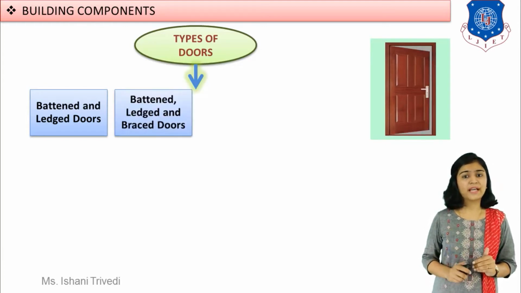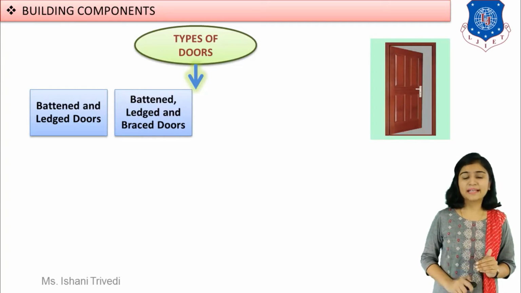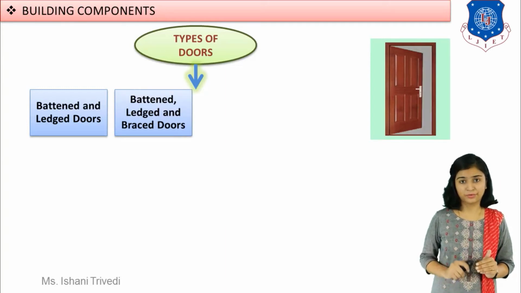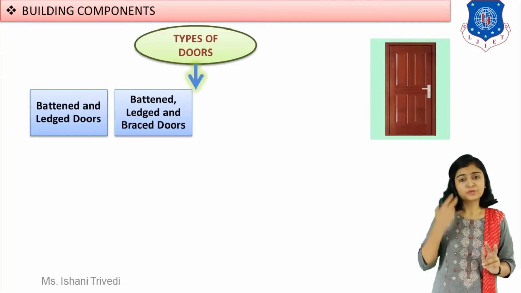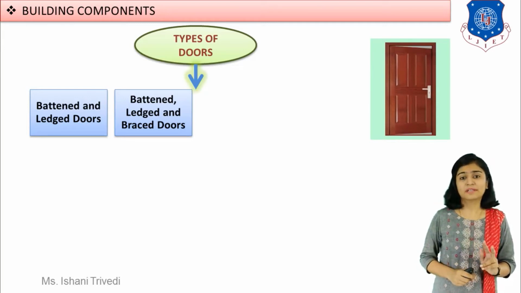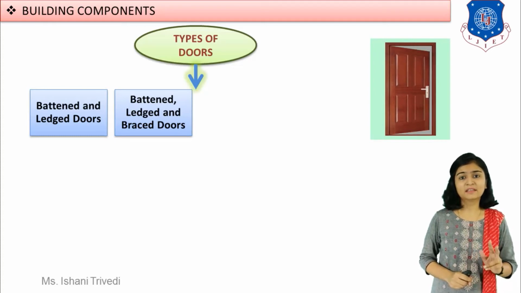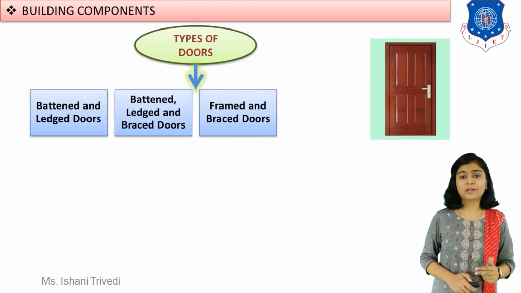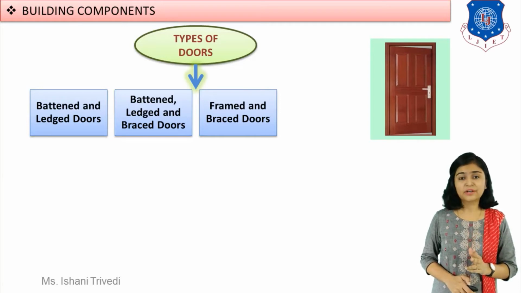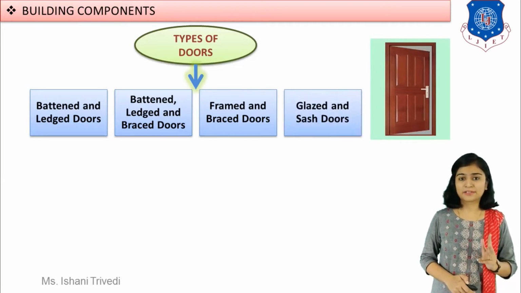Next we have battened, ledged and braced door. So what is the difference between these two? The first one was battened and ledged door, while the second is battened, ledged and braced door. We shall discuss what is the difference between these two. Next you have framed and braced door. Now braced is repeating over here, and now you have the frame. Framed and braced door.